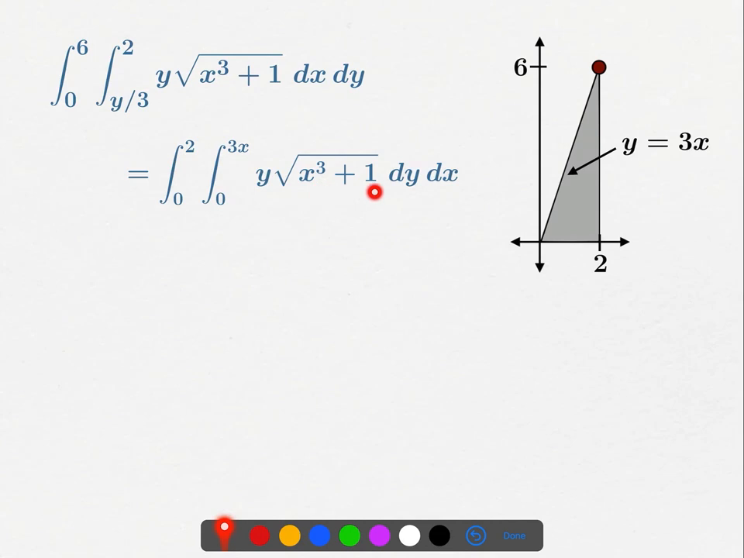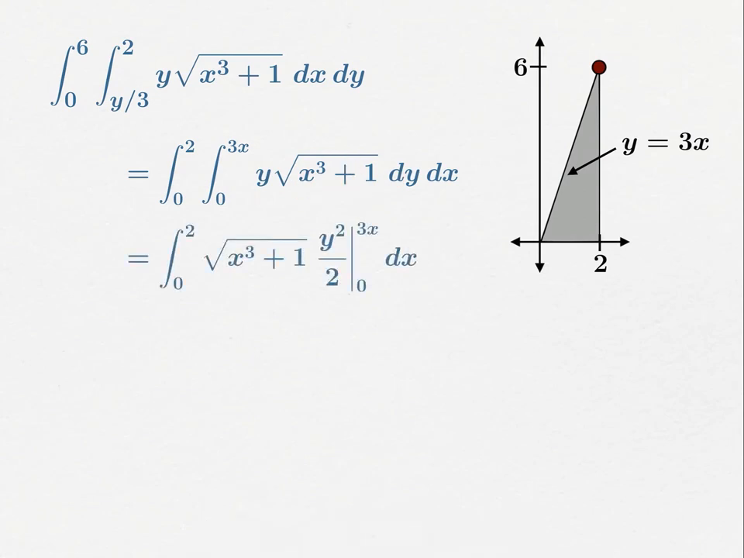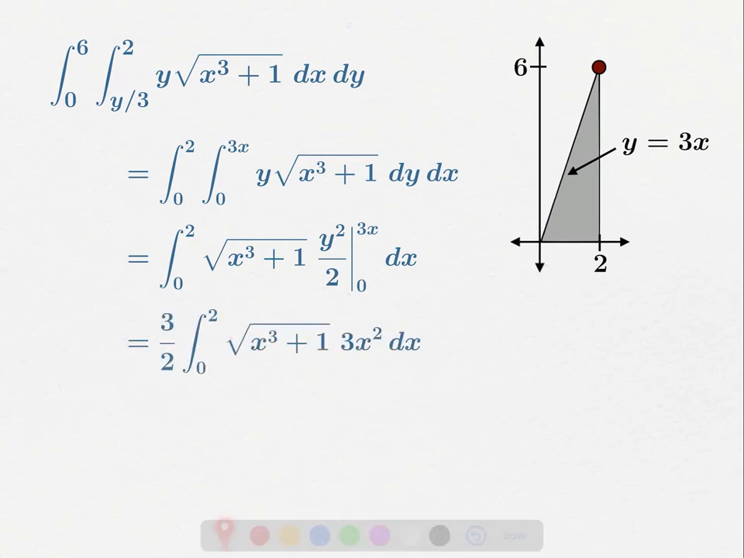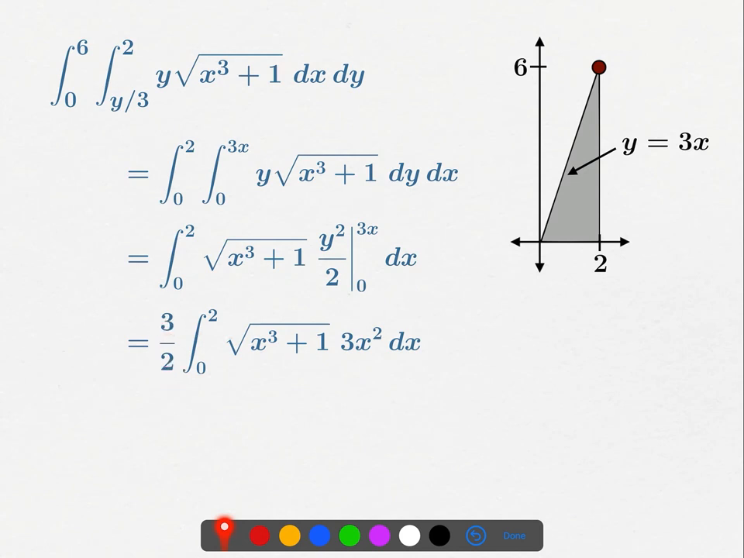Now we want to integrate this with respect to y. This is just a constant, the square root of x cubed plus 1. So we're just going to get y squared over 2 times that constant when we integrate with respect to y. Y is going from 0 to 3x. This is going to give me a 9x squared over 2. And at 0, we'll just get 0. So I'm going to have a 9 halves times x squared. But I'm going to write that a little bit differently. Instead of writing 9 halves here, I'm keeping a 3 here and then writing 3 halves here. So that's 9 halves x squared again.